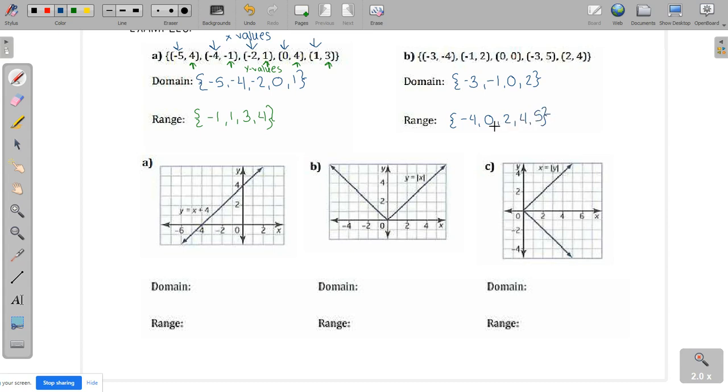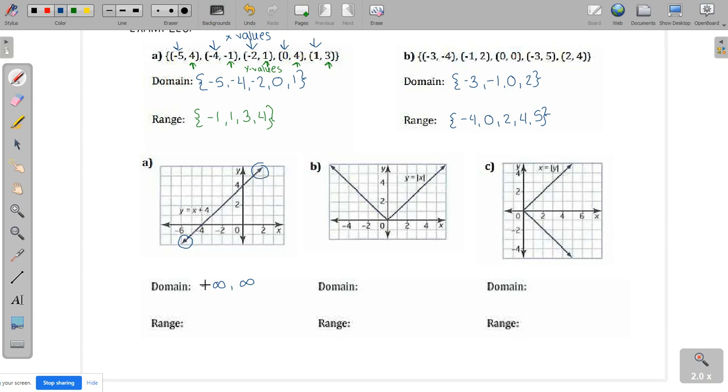Now let's look at some examples when we have a graph. So we're going to take our pencil and go from left to right for the domain. So the left part of the graph, we have an arrow. So that means it's continuing on to negative infinity. And when we go all the way to the right, we have an arrow again. So that's showing us it's going all the way to positive infinity. Arrows mean infinity.